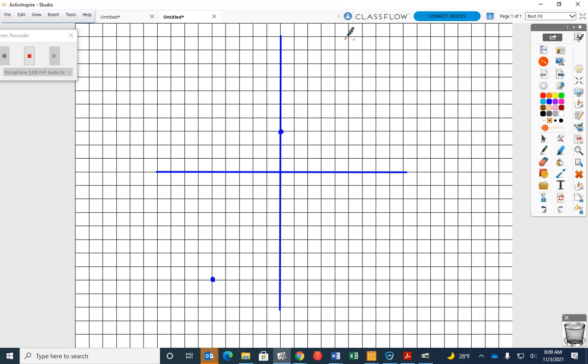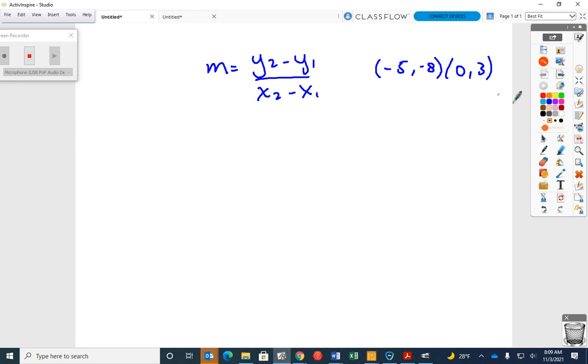Jackson, this first point, what is it? X what? X1, Y1, right? Because this is the first point. What is this one? That's the second point. So what's that one going to be? Good. Does everybody understand what we did there? Now what do I have to do? Just plug them in.